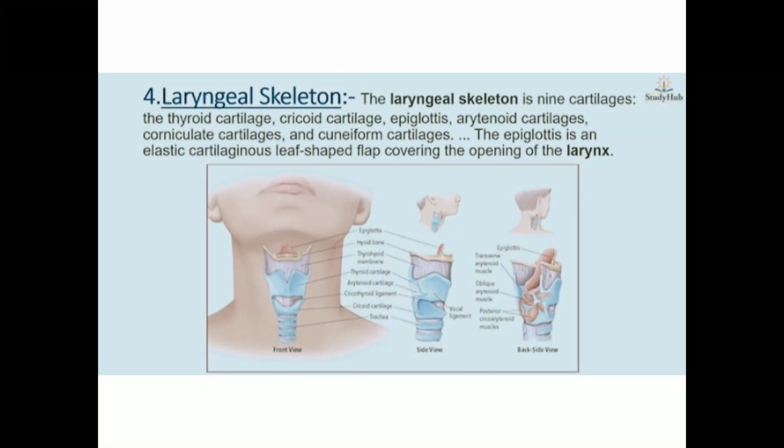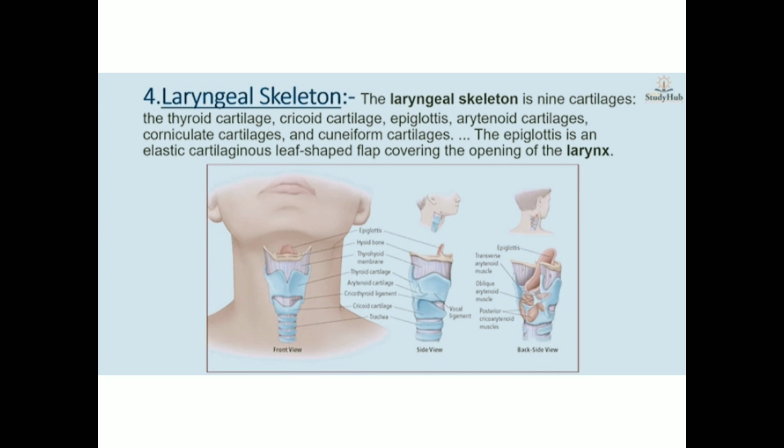So the last part of the axial skeleton is the laryngeal skeleton. The laryngeal skeleton consists of 9 cartilages: the thyroid cartilage, cricoid cartilage, epiglottis, arytenoid cartilage, corniculate cartilage, and cuneiform cartilage. The epiglottis is an elastic cartilage in the leaf-shaped flap covering the opening of the larynx. So that's the last part of the axial skeleton, which consists of the thyroid cartilage, cricoid cartilage, epiglottis, arytenoids, corniculate cartilage, and cuneiform cartilage.